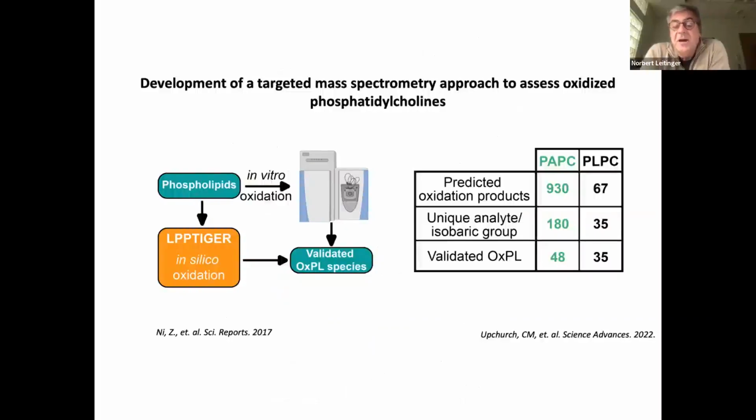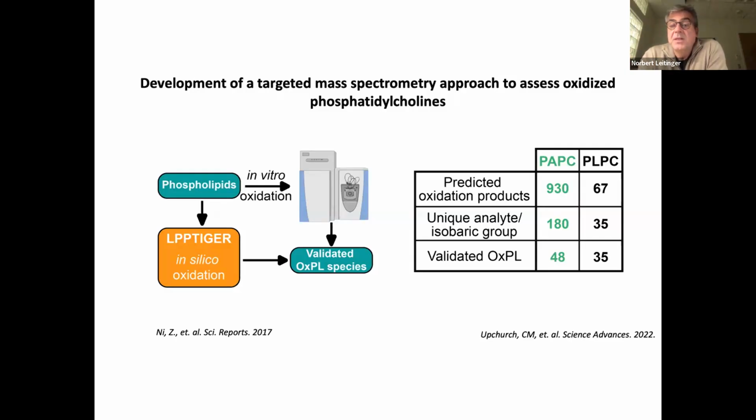developed or refined our already existing mass spec analysis method. So what we did here is we used LPP Tiger for in silico oxidation and identification of possible lipid structures that could be formed. We validated that with the lipids that we could produce in vitro by in vitro oxidation of PAPC. And then at the end, we validated those structures that we could find in vivo in the plasma and in the liver extracts of these mice.